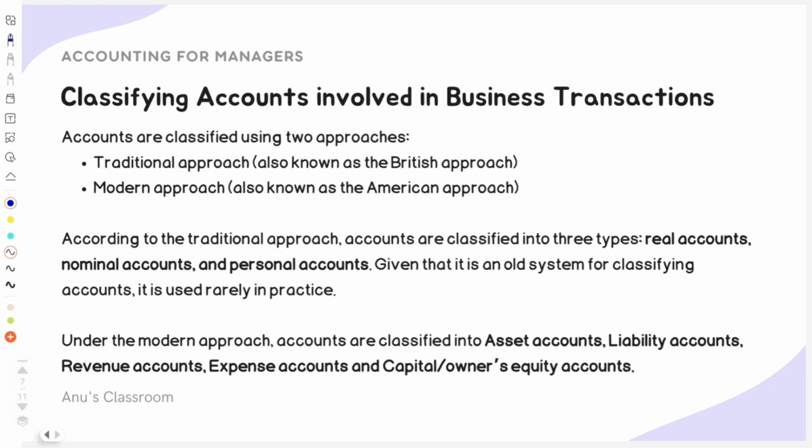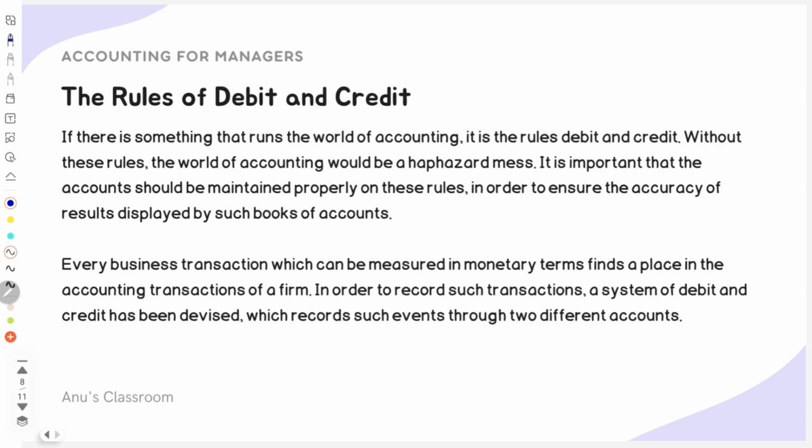Now, as we said in the previous videos on how we classify the accounts involved in business transactions, we had two approaches: the traditional approach and the modern approach. The traditional approach was real, nominal, and personal, and the modern approach was asset, liability, revenue, expense, and capital. So how do we apply the rules of debit and credit on those accounts? How do we apply these rules?